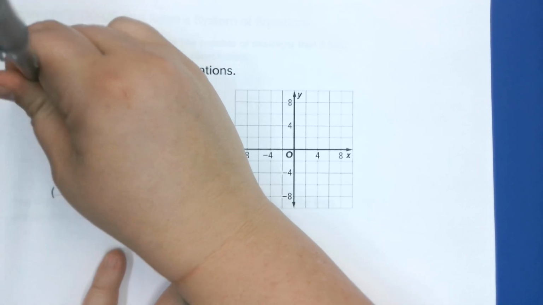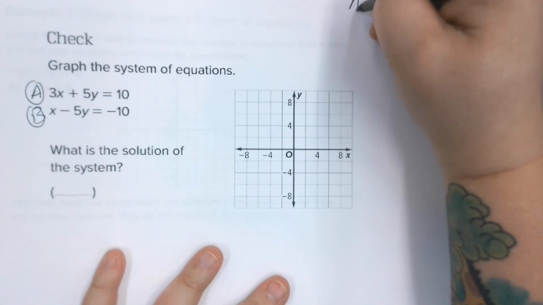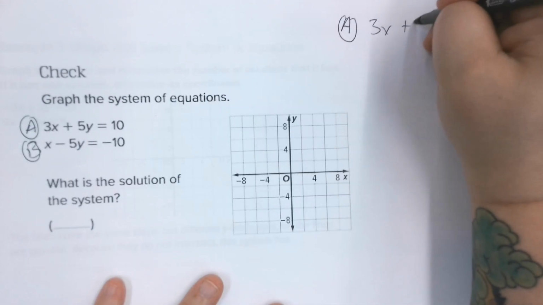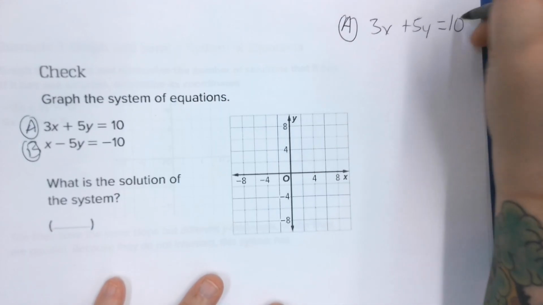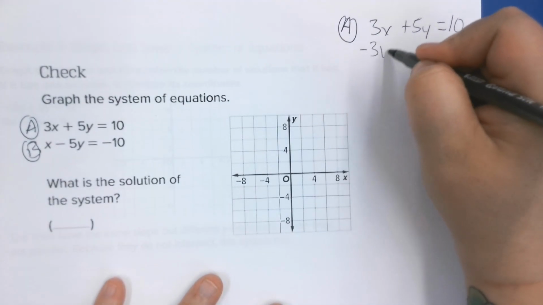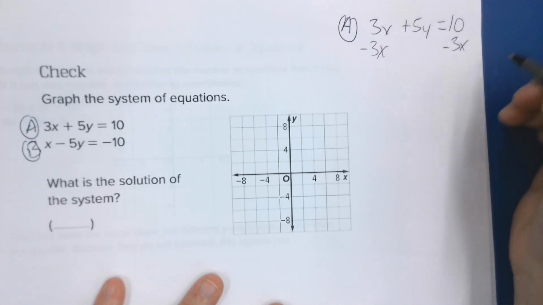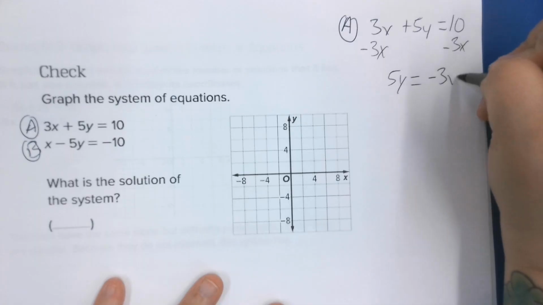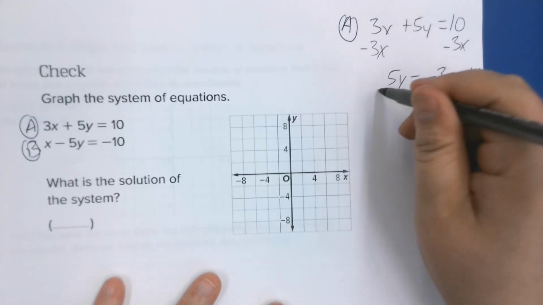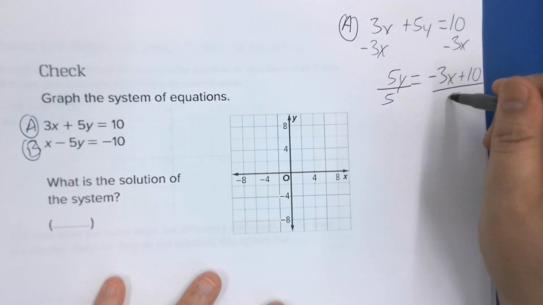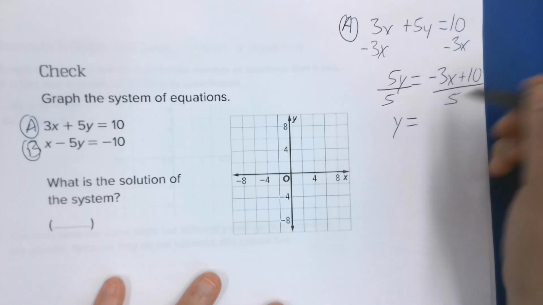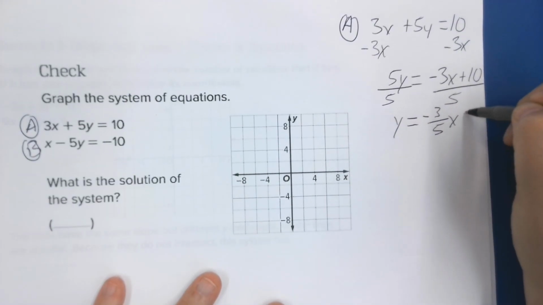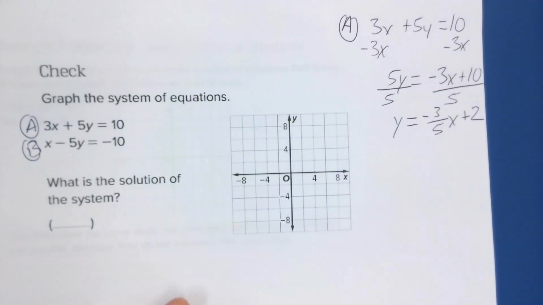So I'm going to do A and B again. So A, I have 3x plus 5y equals 10. I'm going to subtract 3x from both sides because now I'm trying to get y by itself. Now I have to divide by 5. I have y equals -3/5 x plus 2.